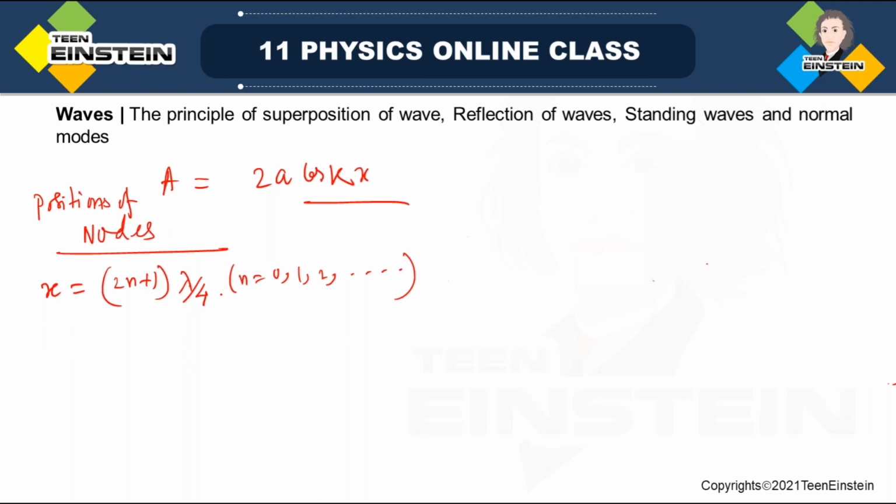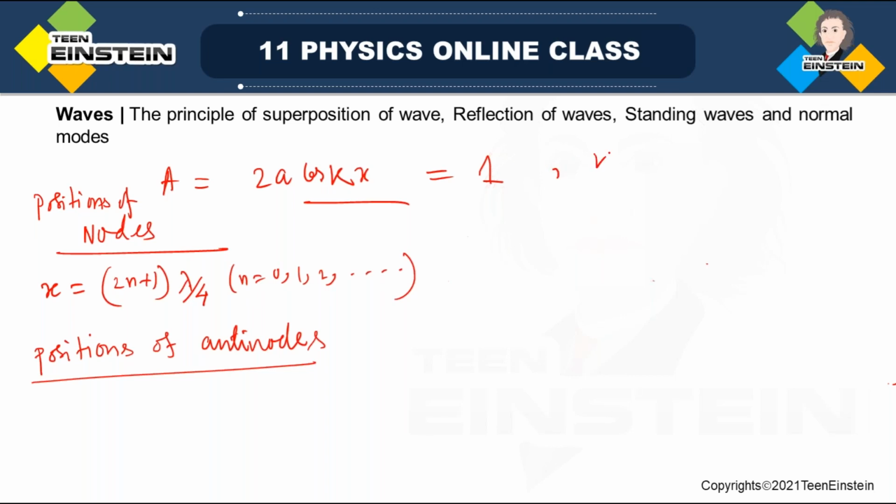So this is the condition for the positions of the nodes. Similarly, positions of the antinodes we can find out. Here, if the amplitude is 1, when does it happen? When kx is n pi. In that case it will be maximum, where n will be 0, 1, 2, etc., natural numbers.